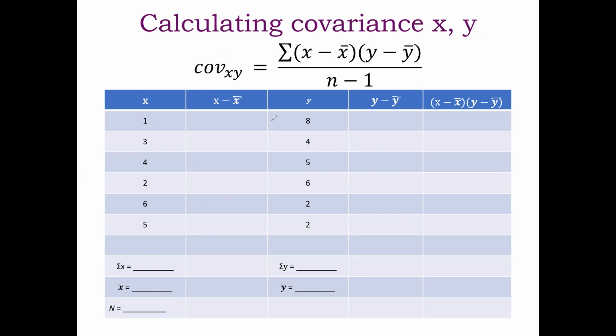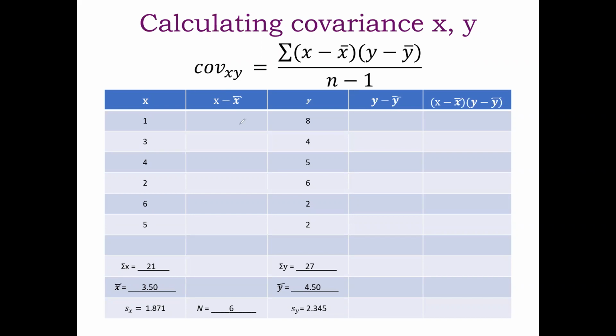Okay, so first we're going to calculate the mean of X. I've actually done that, but it's 1 plus 3 is 4 plus 4 is 8, 10, 16, 21. And we'll do the same for Y. So we have the sum of X is 21, sum of Y is 27. Their means: the mean of X equals 3.5, the mean of Y is 4.5.